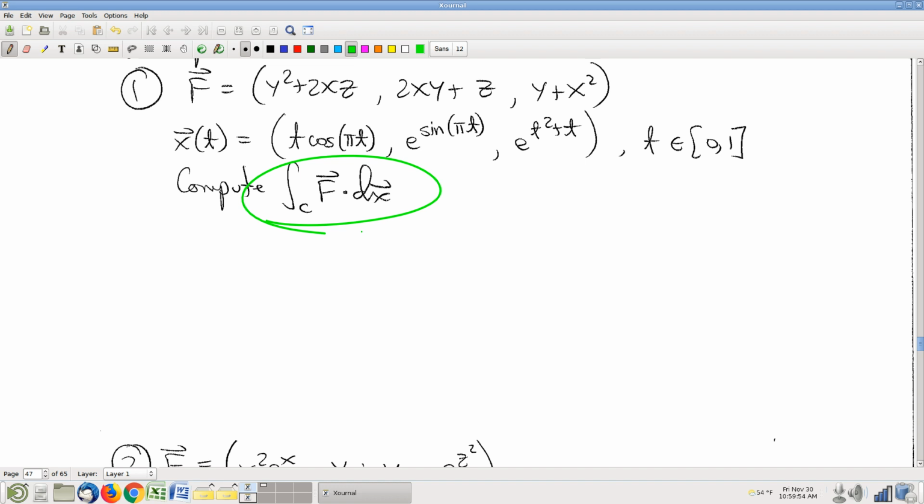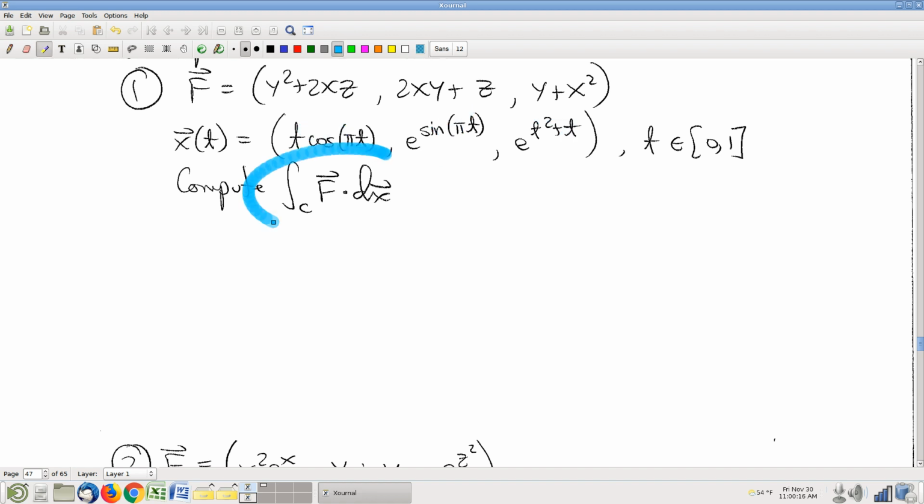Certainly in this case, look at that parametric curve. Look how ugly your x, your y, and your z are. Imagine plugging that into that vector field. This is going to be a nightmare if you brute force it. So let's not.